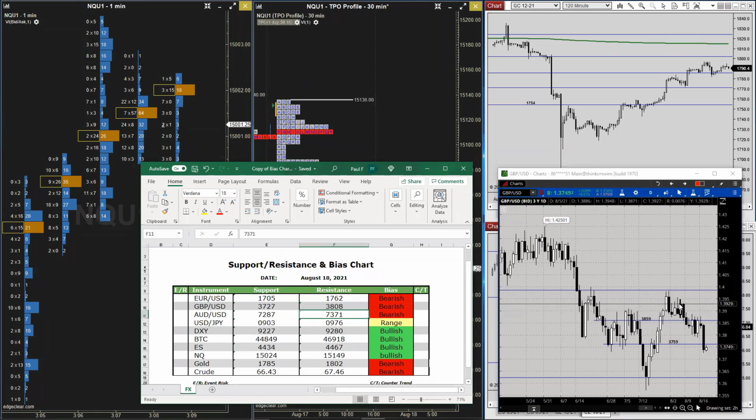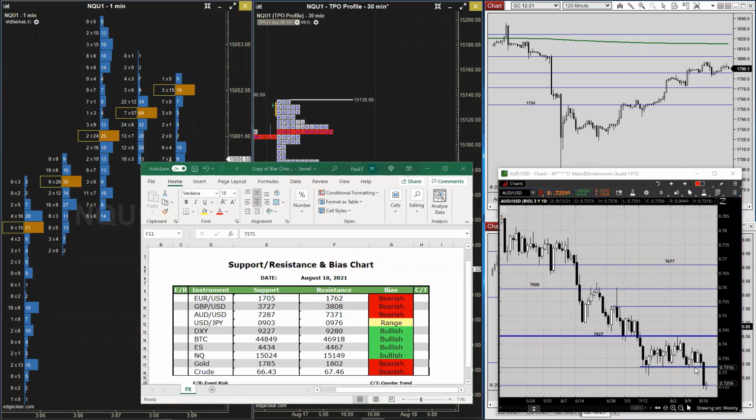And moving into the Aussie dollar. Remember, we had that 7287. We said if we can get a close below that, that would open up the door for the next move lower. We did get that next move lower. There is some support down here. We're trying to hold. Let's get a better look at what we're looking at.